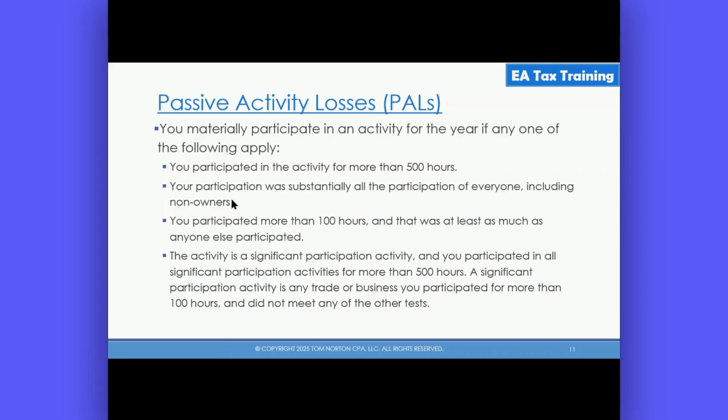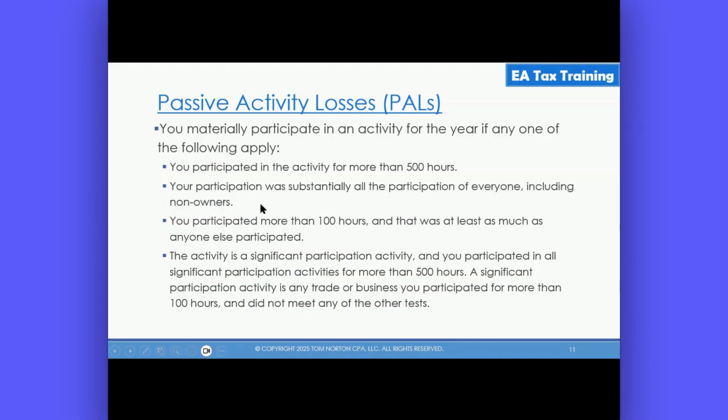So it just depends on your personal situation whether or not you want a particular activity to be passive or not, and therefore whether or not you want to materially participate in that activity. In any case, this is how you determine whether or not you materially participate in an activity. If you participated in the activity for more than 500 hours during the year, then you automatically materially participated. It is not a passive activity.